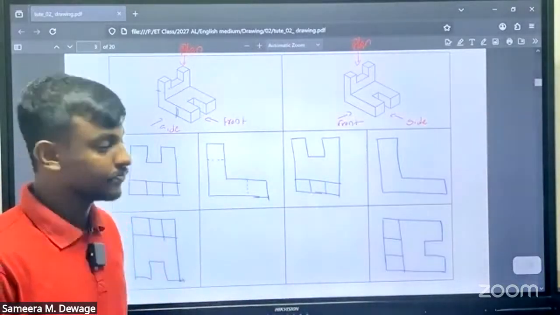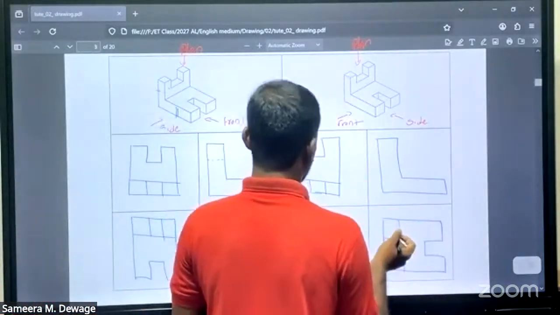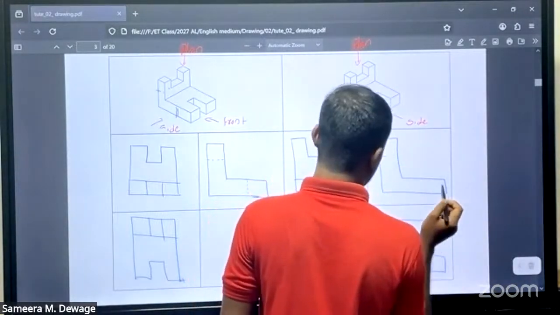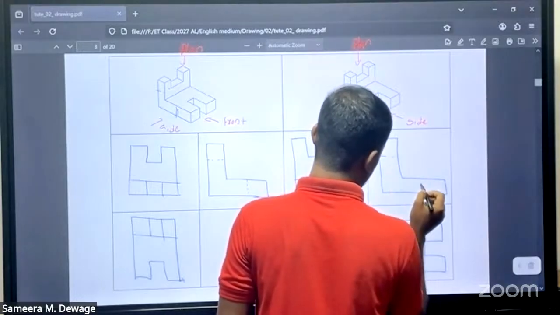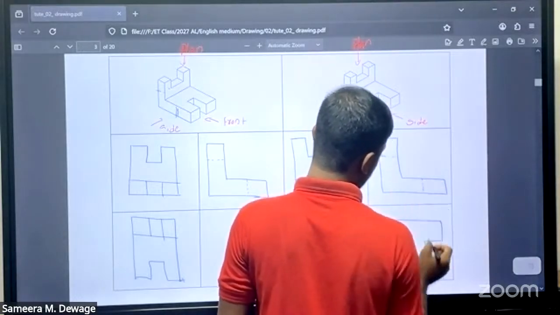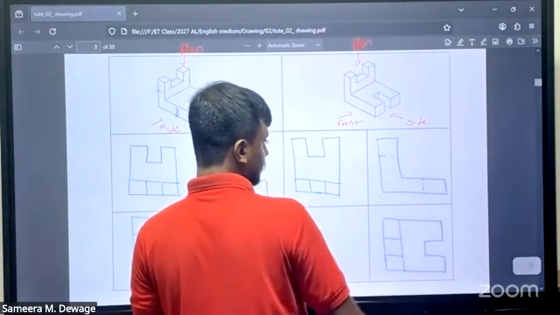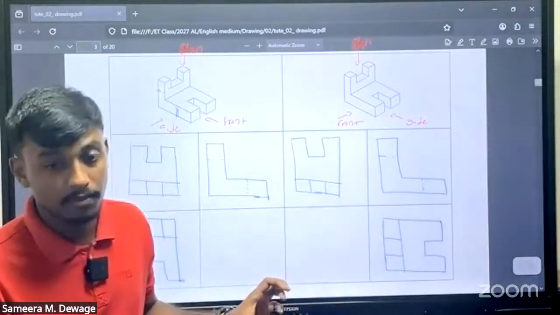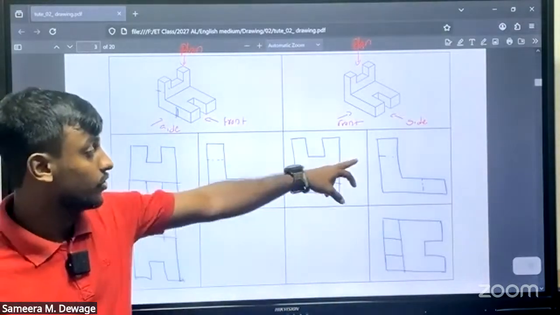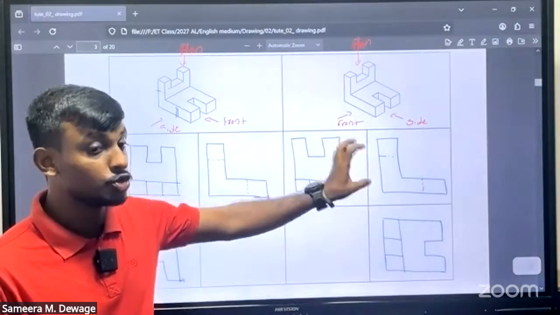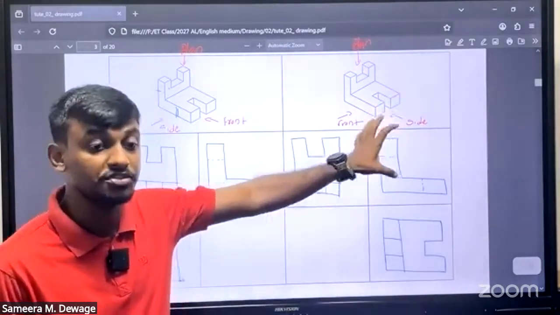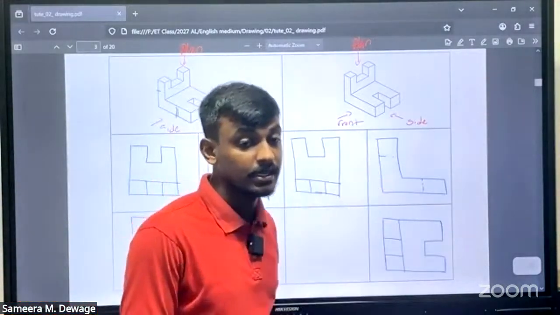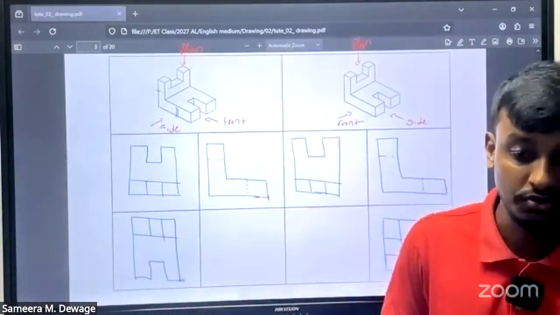You can get this kind of projection image. Here also, you need to draw a dash line here and here. So why do you need to draw this kind of dash line? To show the hidden lines of the object. Object එකේ hidden lines ටික පෙන්වන්න තමයි we use this dash lines.